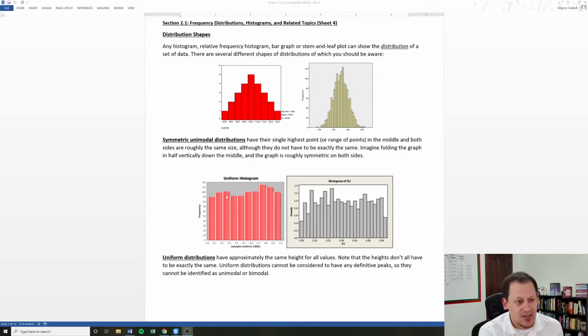To split hairs on a graph like this and say that these bars are taller than these bars, so that it has a peak here and then another peak over here, I think that's being a little too cute.